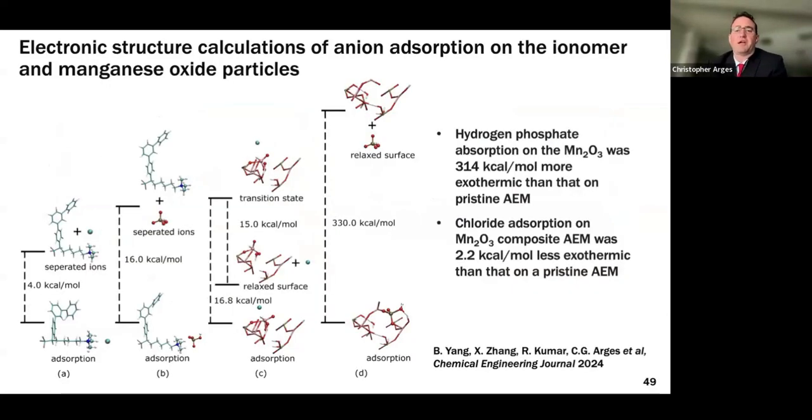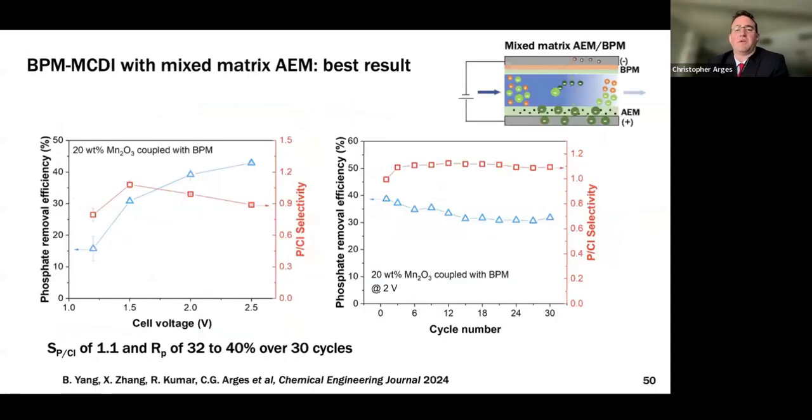Again, working with Revity, a collaborator of ours, she did some electronic structure calculations showing that hydrogen phosphate has a very favorable adsorption energy on the manganese oxide particles compared to the pristine AEM, and that chloride adsorption is more favorable on the pristine AEM than the manganese oxide. And so that's sort of what enables that selective separation.